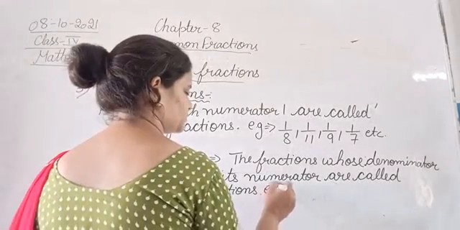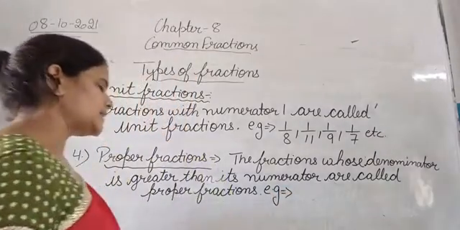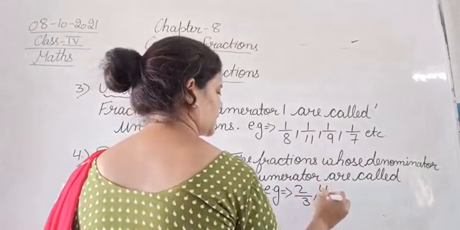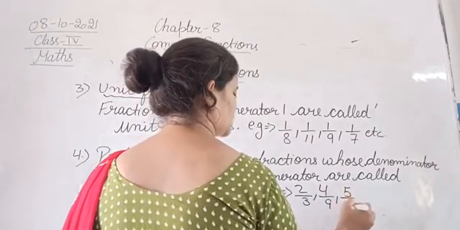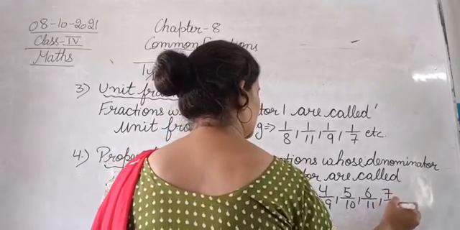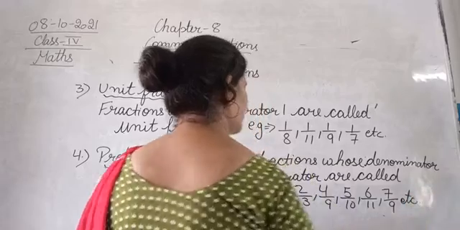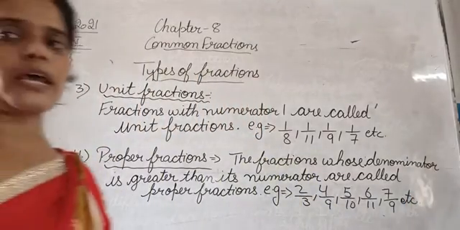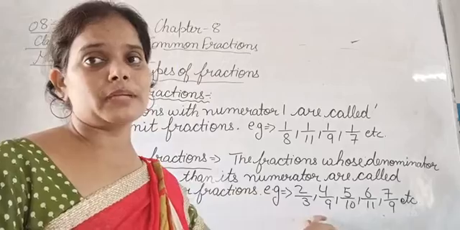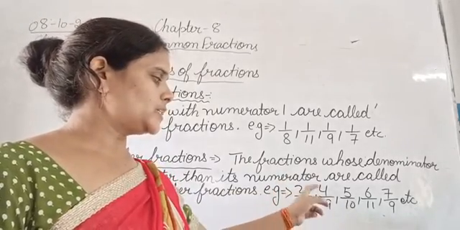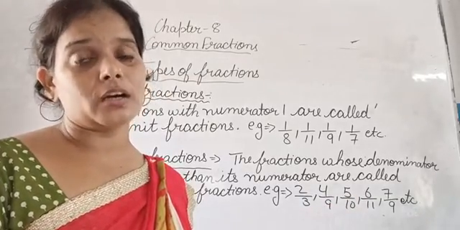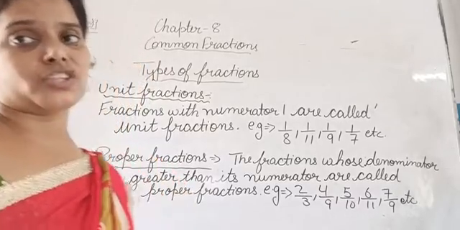For example, 2 upon 3, 4 upon 9, 5 upon 10, 6 upon 11, 7 upon 9, etc. So as you can see in the given examples, all the denominators are greater than its numerator. जितने भी denominators हमने लिखे हैं वो उनके numerator से बड़े. 3 is greater than 2, 9 is greater than 4, 10 is greater than 5. So the fractions whose denominator is greater than its numerator, they are termed as proper fractions.